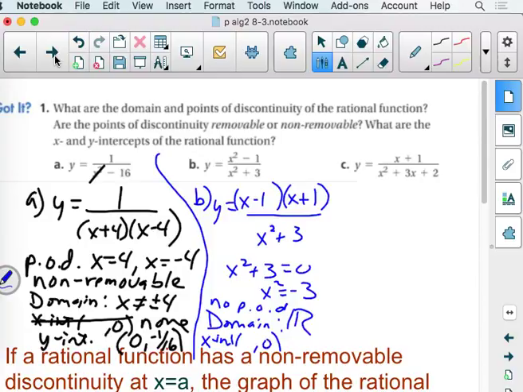Different problem. All right, now, how are we going to get the top of this to be 0? What numbers would we put in? -1 and 1. So plus or minus 1, 0. And then the y intercept. We don't get any PODs because everything that we had in our denominator was imaginary.